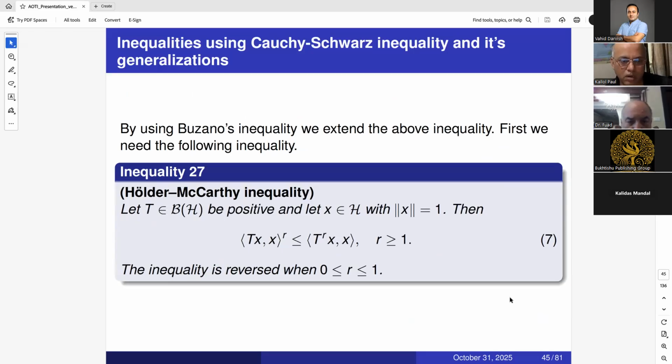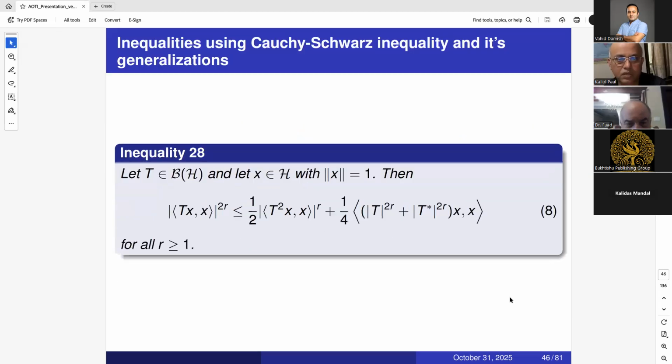That's the Holder-McCarthy inequality. That is very fundamental: for a positive operator t, the inner product of t x, x to the power r is less than or equal to t to the power r x, x when r is greater than or equal to 1. And it will be greater than or equal to t to the power r x, x if your r is in between 0 and 1. So now we prove this with the help of Buzano's inequality and Holder-McCarthy inequalities.